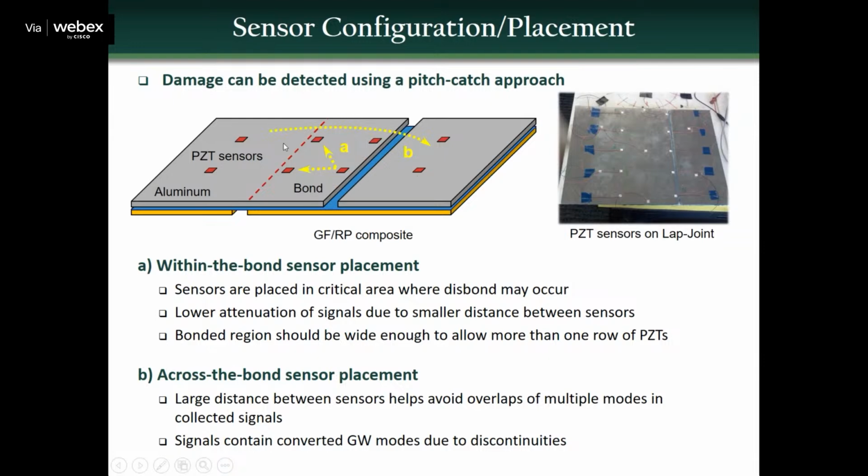So as the picture shows here, A is the within bound sensor placement. You also have the across bound sensor placement, which is shown as configuration B here. This is just a tailored sensor configuration for the structure we have here, the GFRP composite bonded with metal, aluminum here. And depending on your structure, you should develop your own sensor placement strategy.